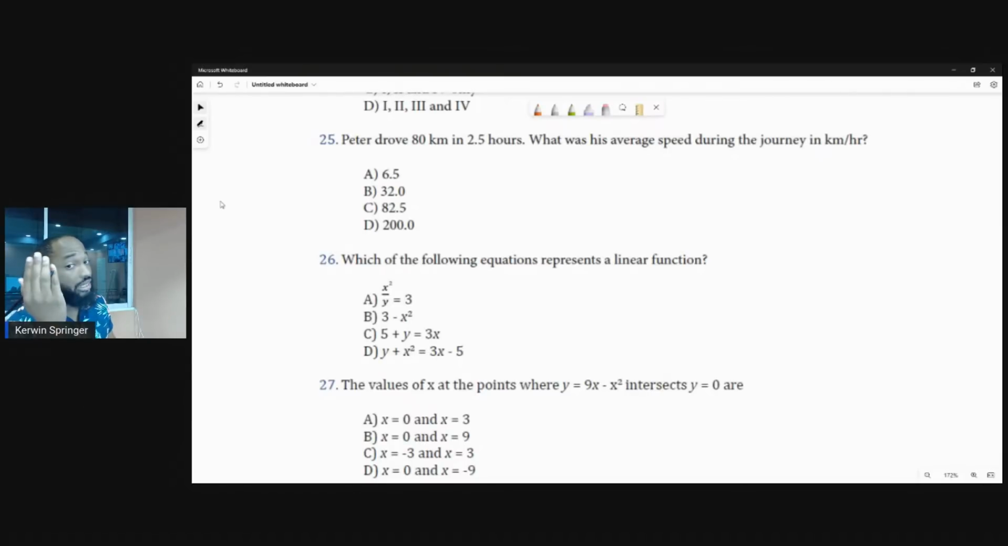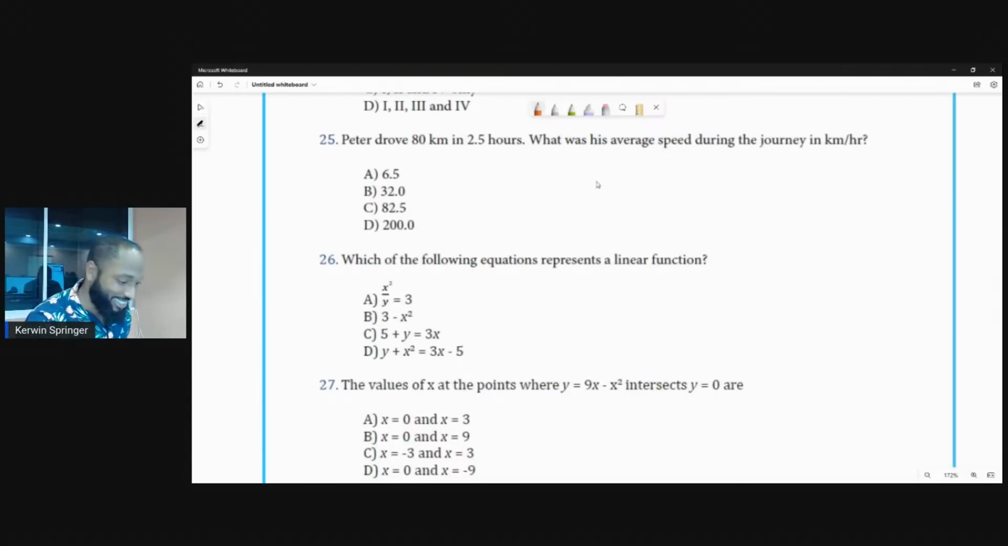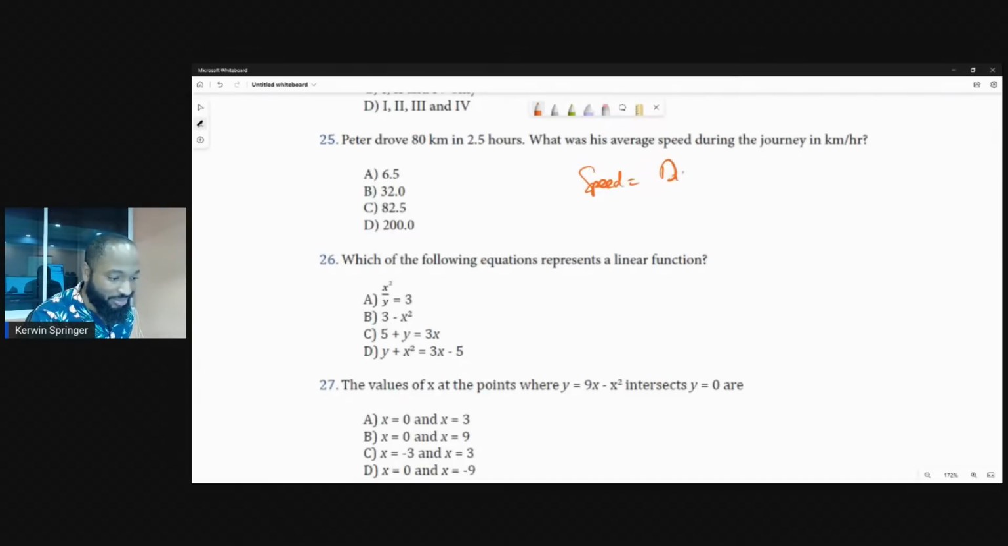Somehow that question is sticking in, but whatever, let me just do it. Speed is distance over time. A clue to figure this out: distance over time. Let me make sure the units are the same. So you want 80 divided by 2.5. How many times could 2.5 go into 80? About 32 times, right? So the answer is 32, B, yeah, B.